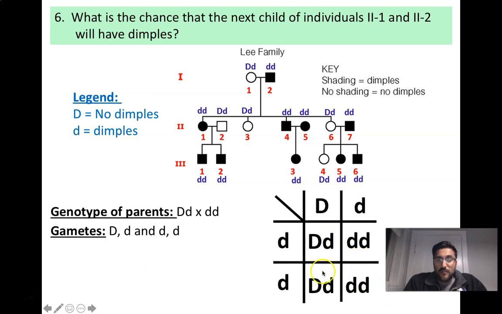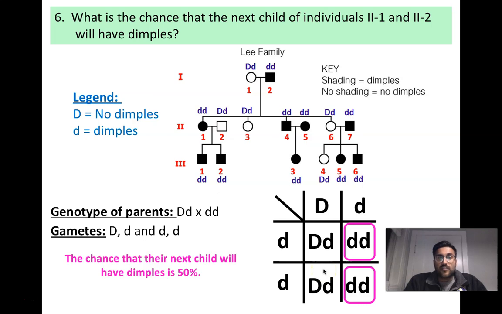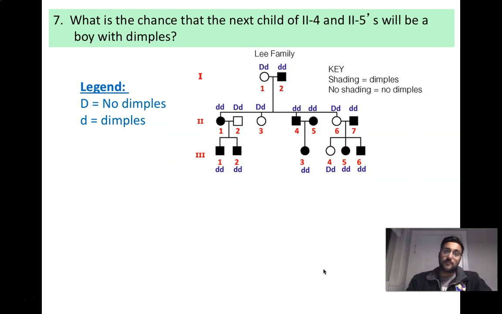50% of them are going to have dimples. 50% of them are not going to have dimples. So 50% are not going to have dimples. The next child will have a 50% chance of having dimples.